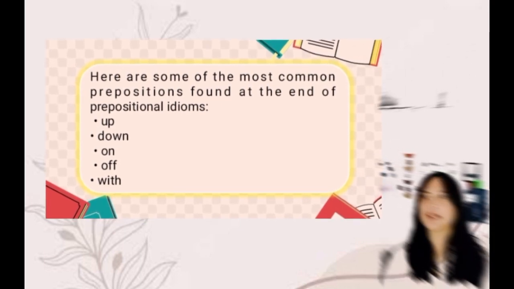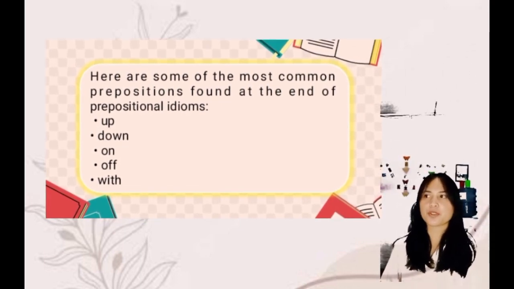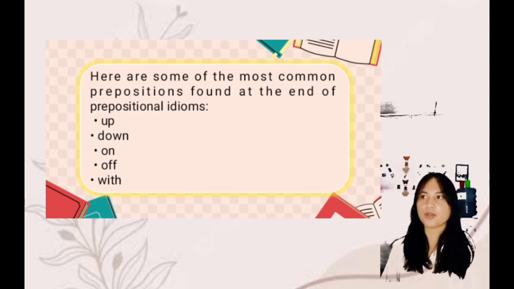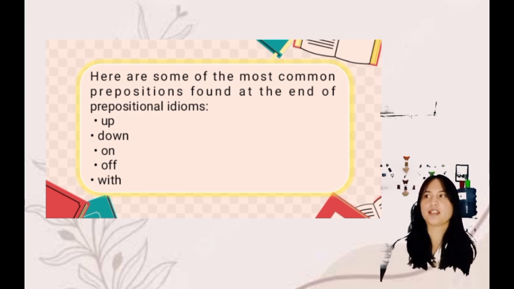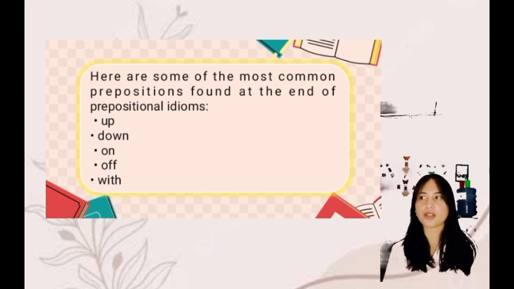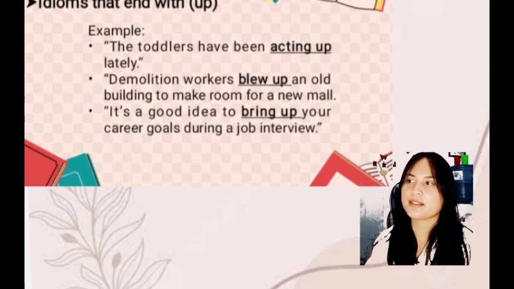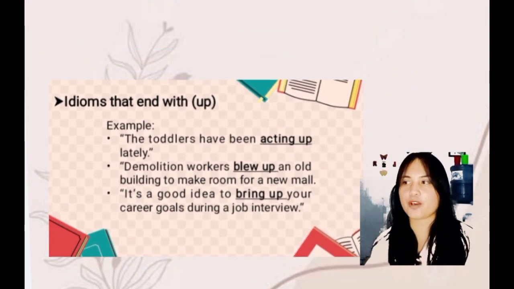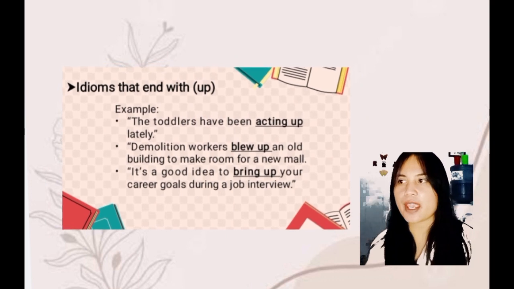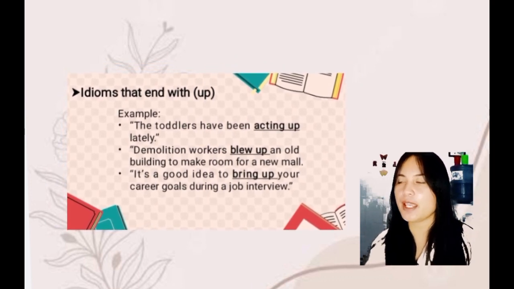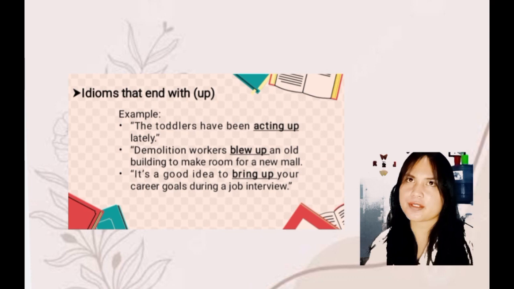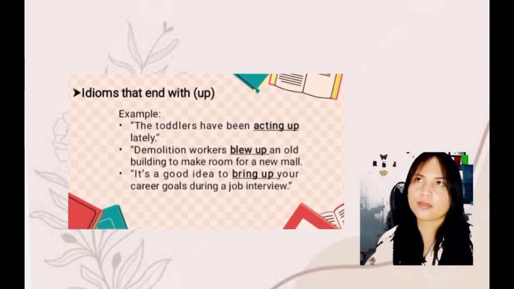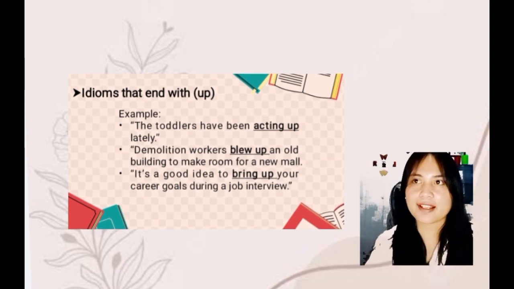Okay, here are some of the most common prepositions found at the end of prepositional idioms, namely up, down, on, off, and with. Idioms that end with preposition up. For example, the toddlers have been acting up a little. So, acting is the idiom and up is the preposition.